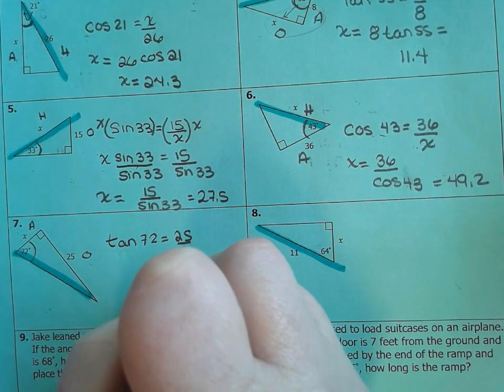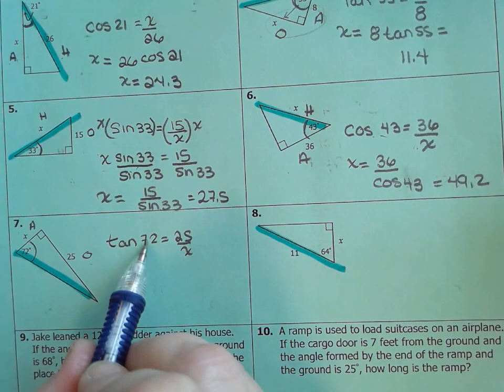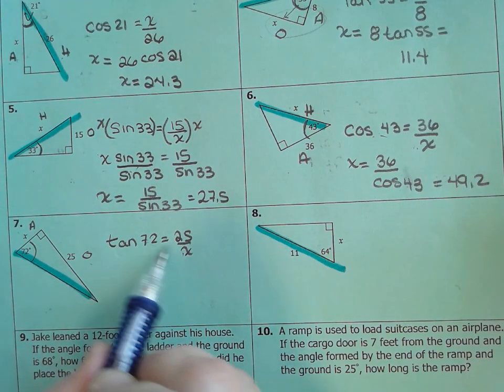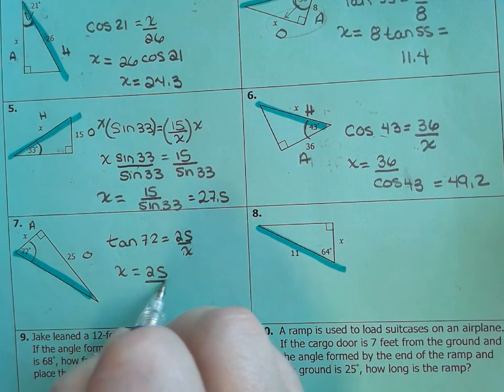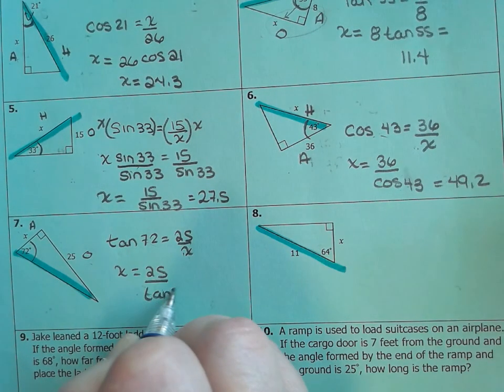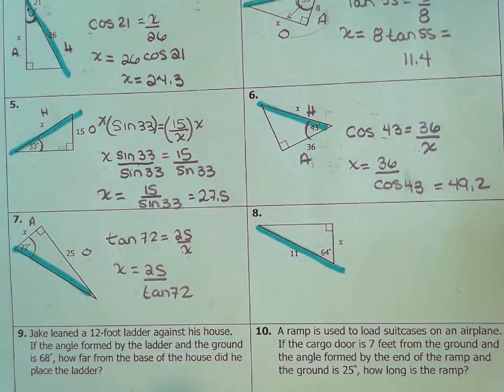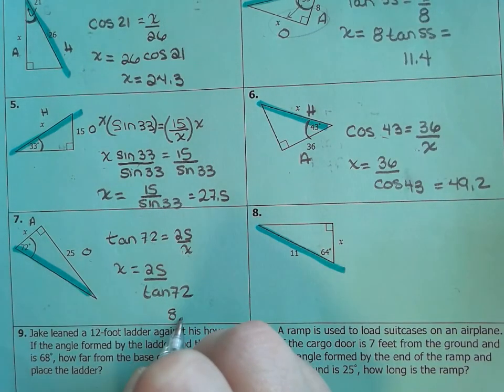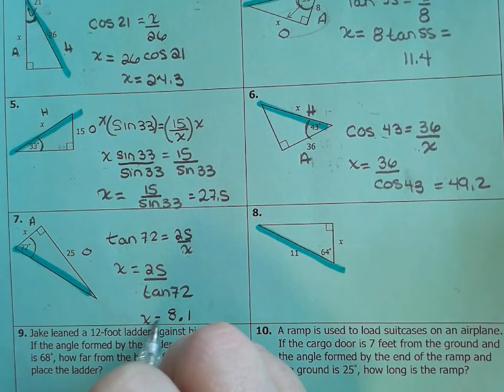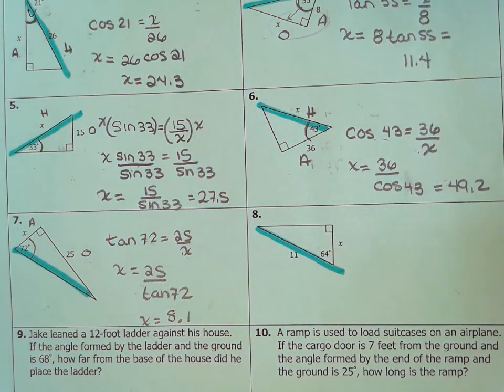So when this is on the bottom, these guys just switch places. So x is equal to 25 divided by the tangent of 72. So 25 divided by the tangent of 72 gives me 8.1. And we'll just do this last one right here.